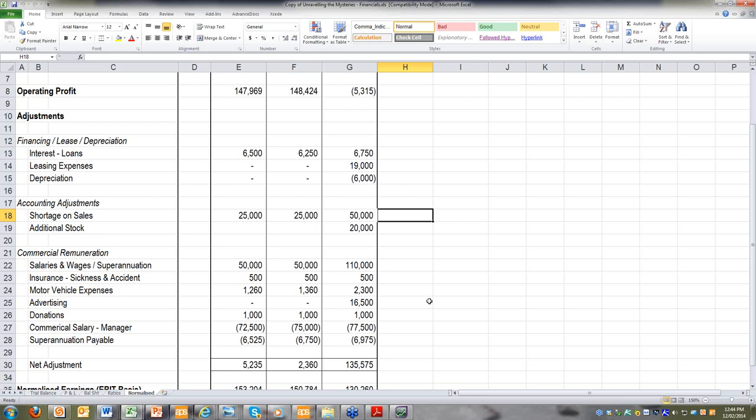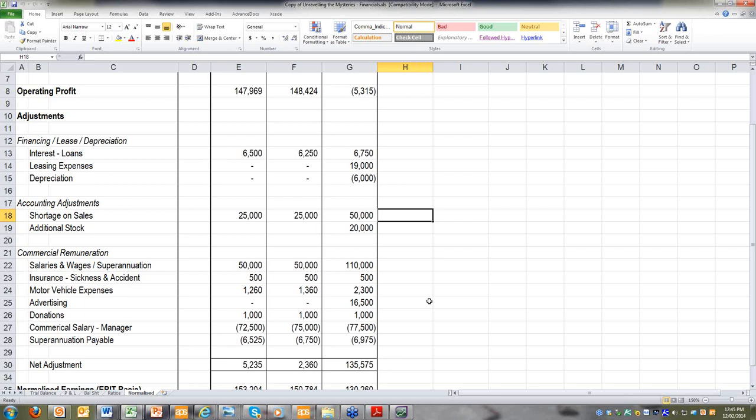There were donations also in there. We normally add donations back on the basis that goodness of the heart donations don't actually affect the trading performance of the business. And really, it's a payment from the director at his discretion. It doesn't really actually affect the actual trading performance of the business.